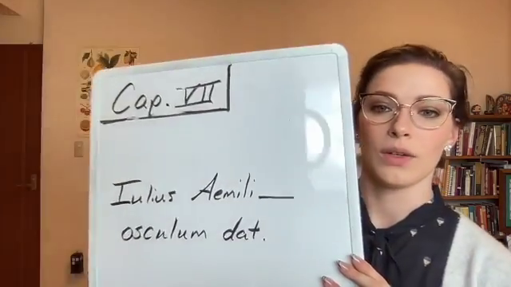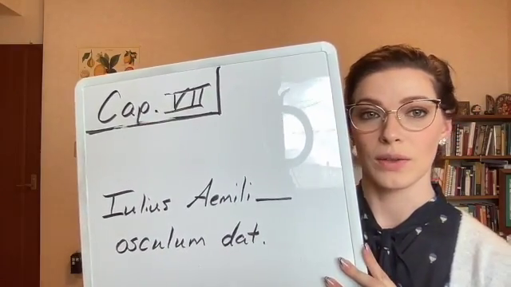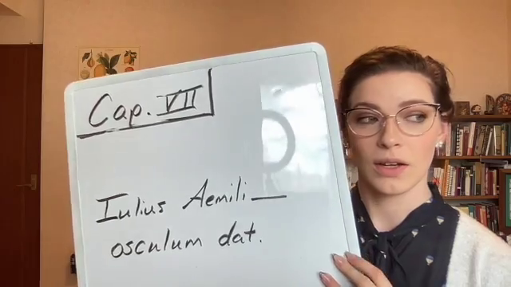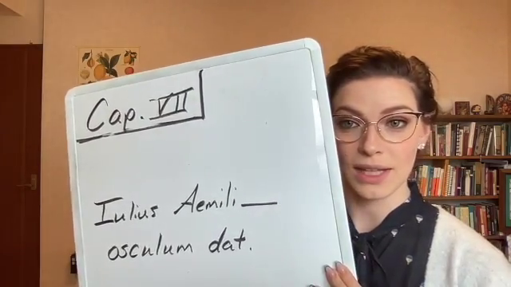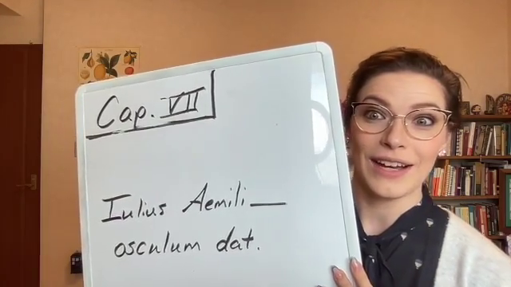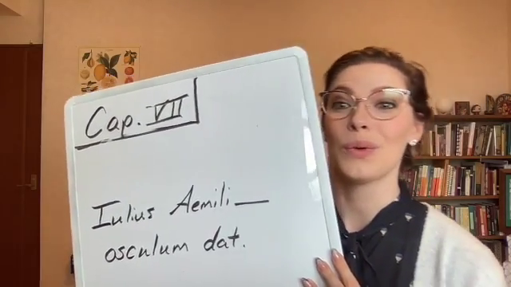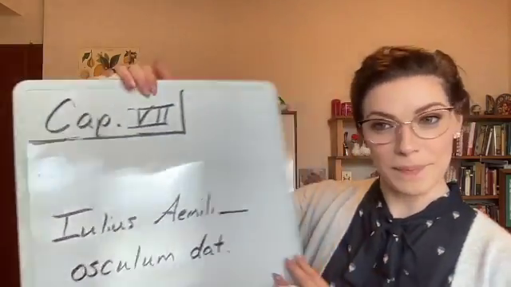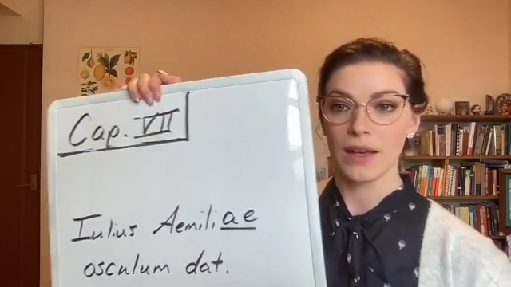All right. Iulius Aemilii something osculum dat. So Iulius is giving his wife a kiss. What would the ending be to show us that Aemilia is receiving this? Because, you know, she's his wife. 5, 4, 3, 2, 1. Boards up. All right. It should be Aemiliae.